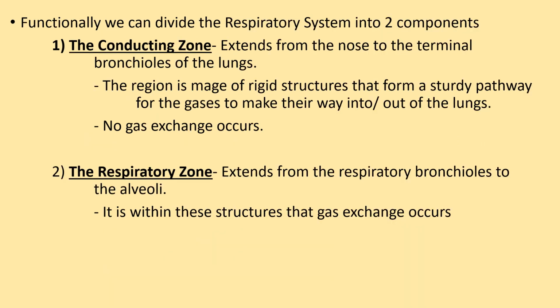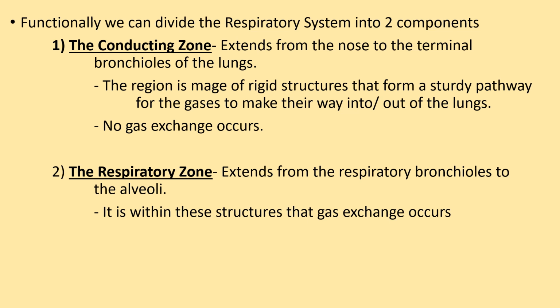Now, functionally, we can divide our respiratory system also into two components. The conducting zone, which is going to go from our nose to the terminal bronchioles down in our lungs. And this is really the pathway to move gases into or out of the lungs. So the conducting zone, we're conducting the air down into our lungs or back out of our lungs. So the structures that we have to go through.